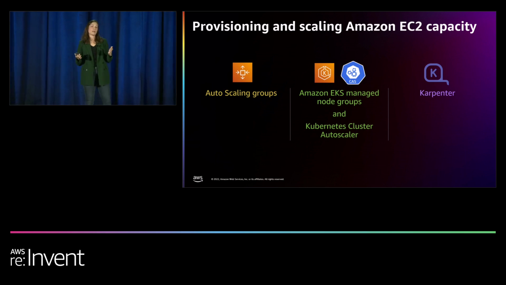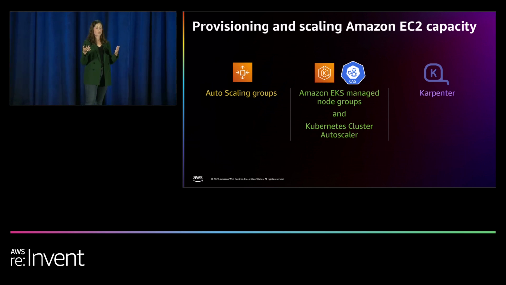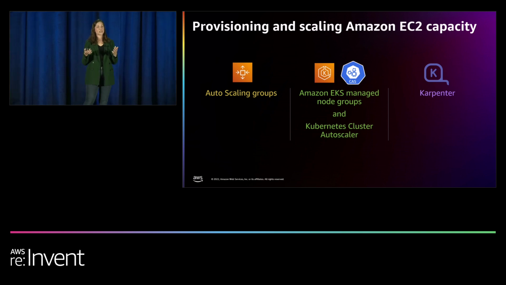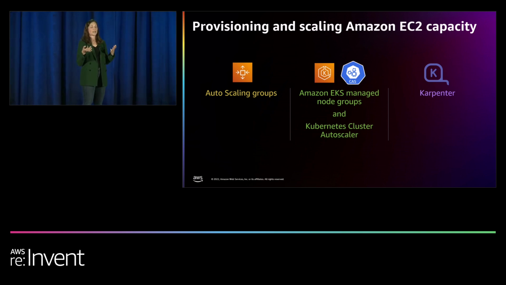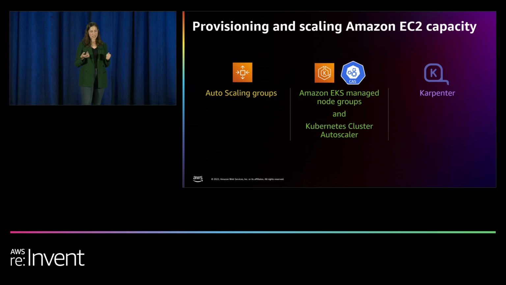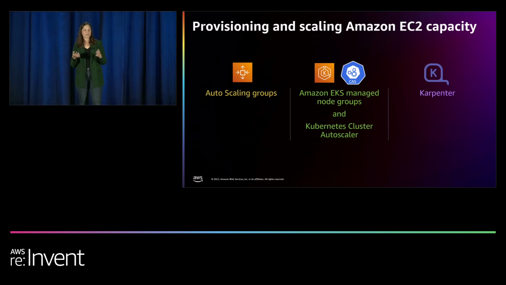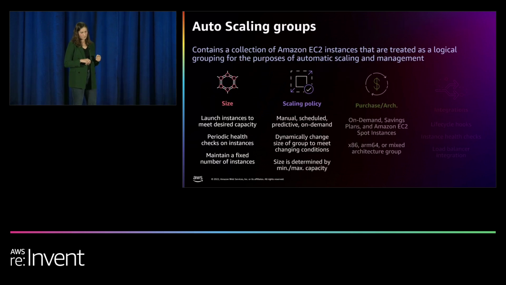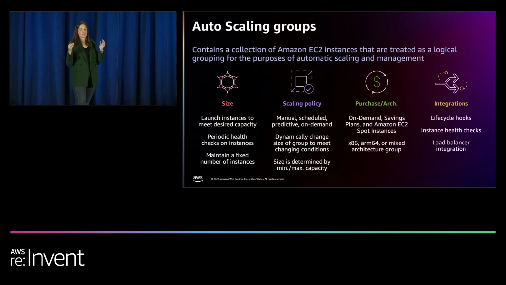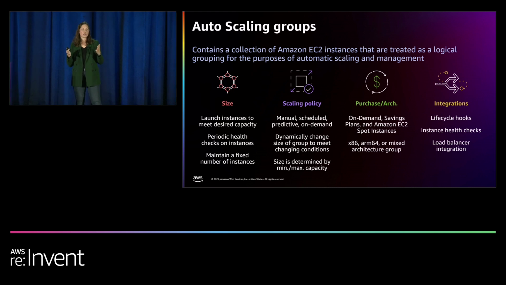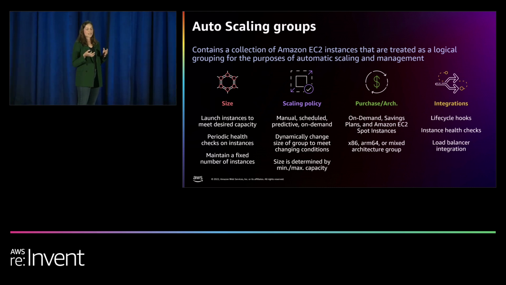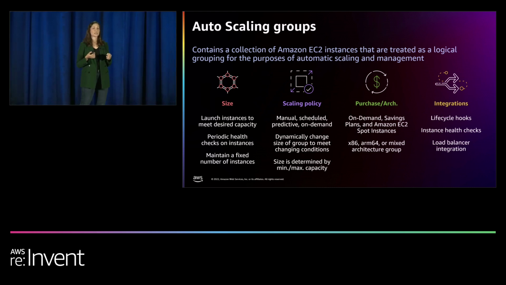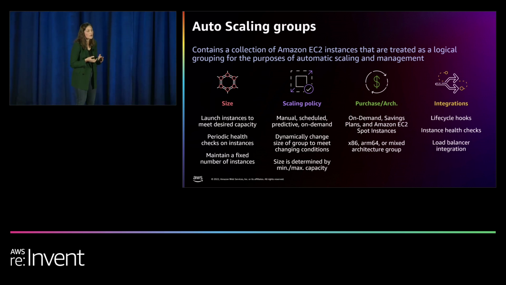We'll start by talking about Auto Scaling groups, which are the best practice when you decide to package your application as an EC2 AMI and deploy it into EC2 instances. And then we'll move on to talk about EKS managed node groups and Karpenter. So Auto Scaling groups are a fully managed service that contains a collection of Amazon EC2 instances that are treated as a logical grouping for the purpose of automating management and scaling.